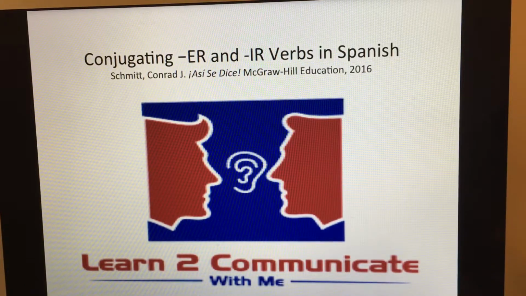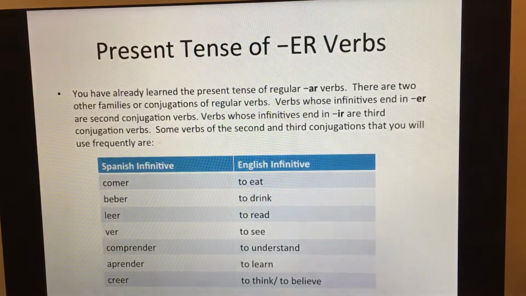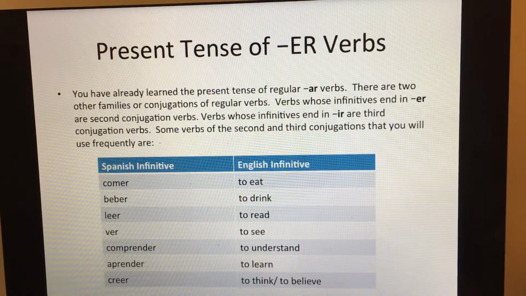Today's lesson: conjugating ER and IR verbs in Spanish. You have already learned the present tense of regular AR verbs. There are two other families or conjugations of regular verbs. Verbs whose infinitives end in ER are second conjugation verbs. Verbs whose infinitives end in IR are third conjugation verbs.